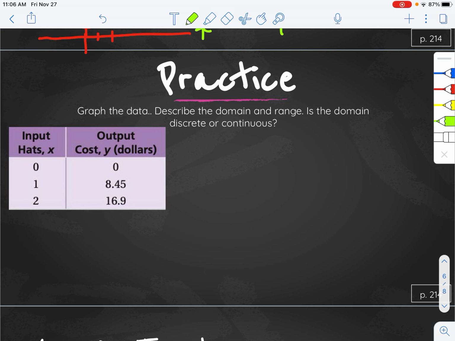So let's take another look at another practice problem. First, your job is to graph the data, and then describe the domain and range, and then say, is the domain discrete or is it continuous? This is where you should have a piece of paper and a pencil out, or you could even switch to something like Notability on your iPad, and I would like you to do this one on your own. So go ahead, try out that problem, and then once you're done, hit play and I will take you through it.